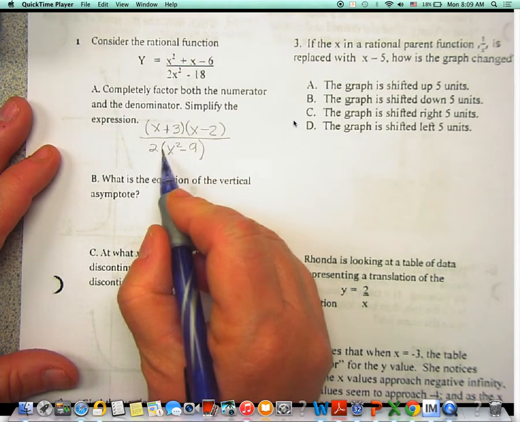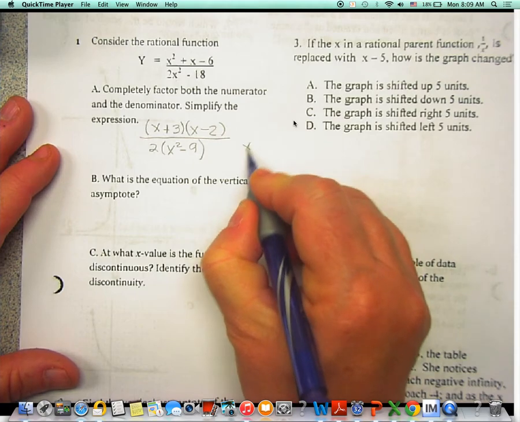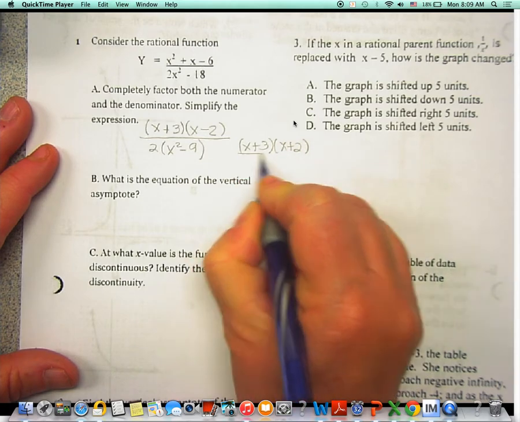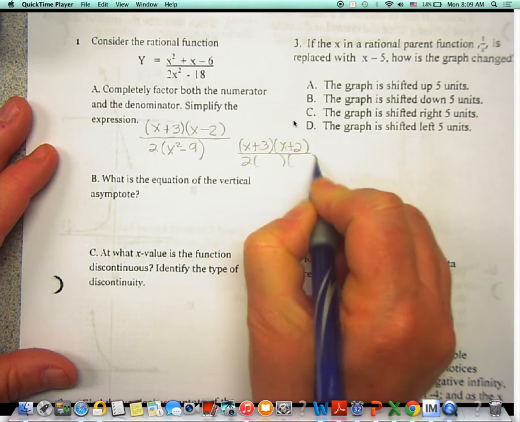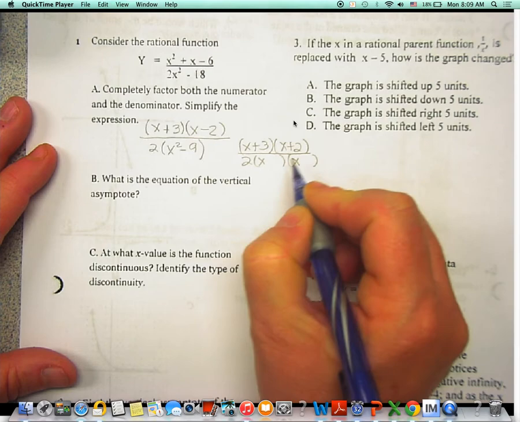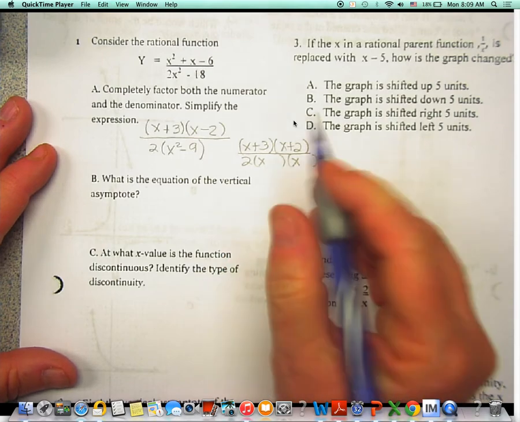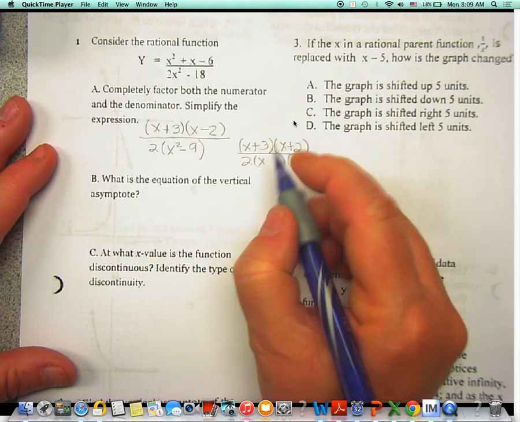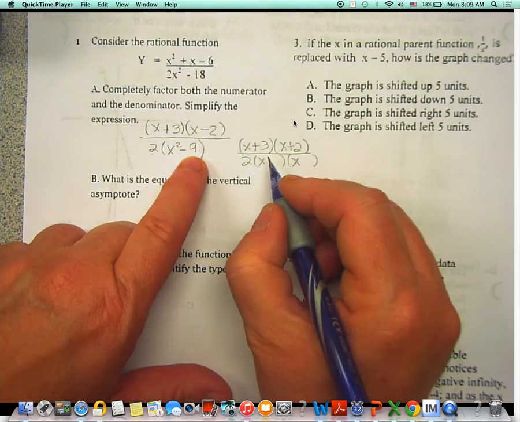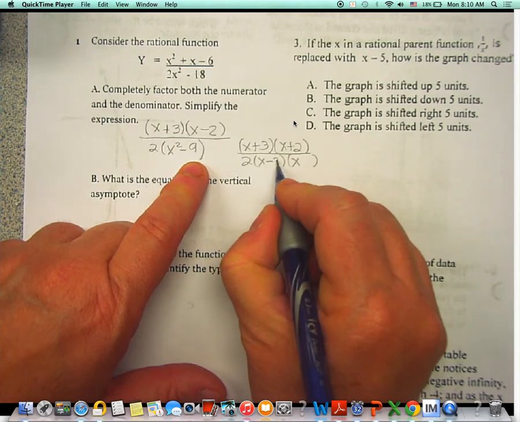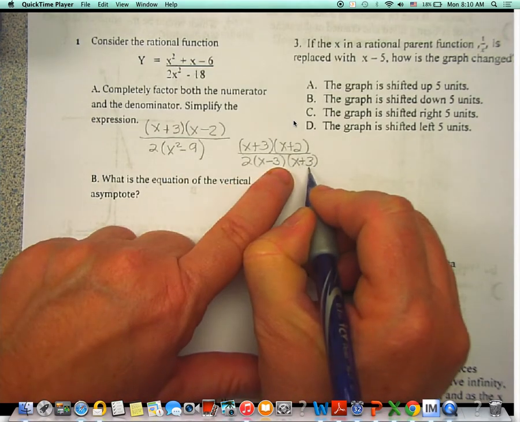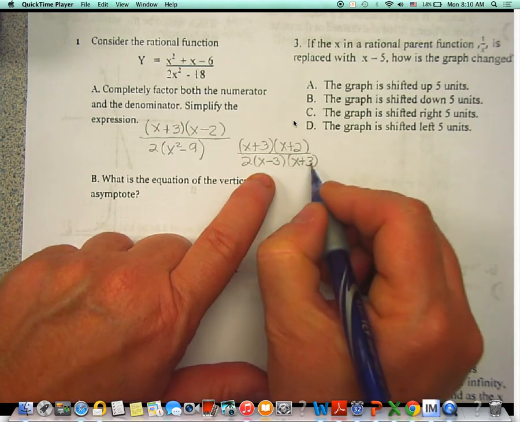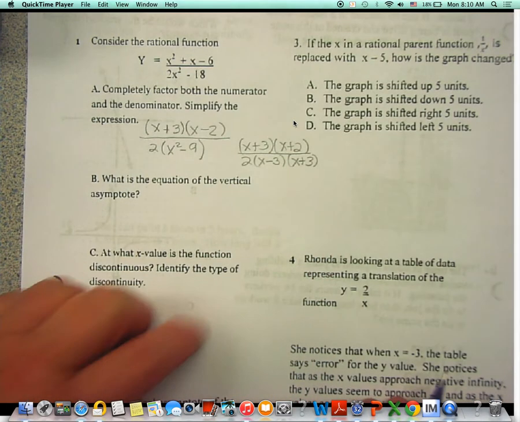X plus 3. Okay, so I'm going to write this again. X plus 3 times x plus 2 over 2, and then we'll have 2 parentheses for that. We'll have x times x. And what about the 9? Y'all should know this. Anybody? 3 and 3 will give you 9. So 1 negative and 1 positive, that would give you a negative 9 when you multiply them. And then when you add your middle terms, negative 3x and positive 3x is 0.